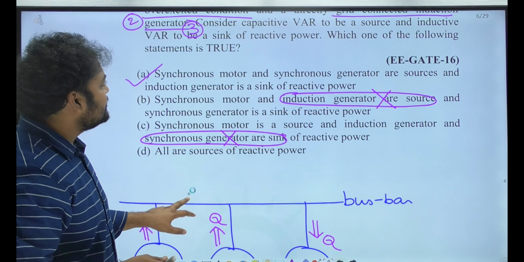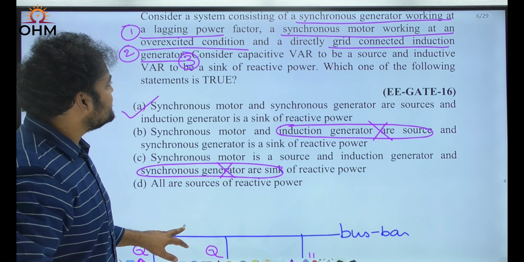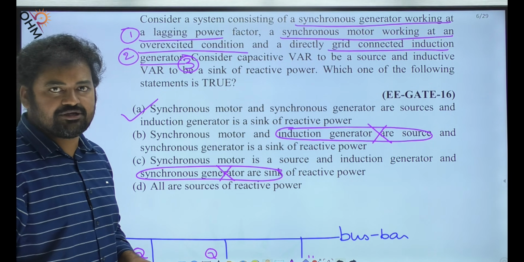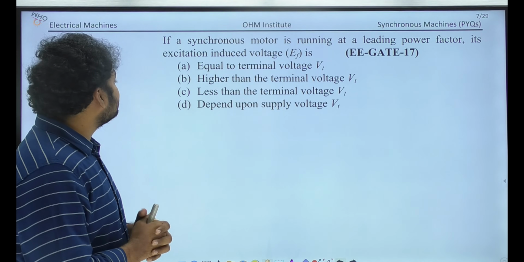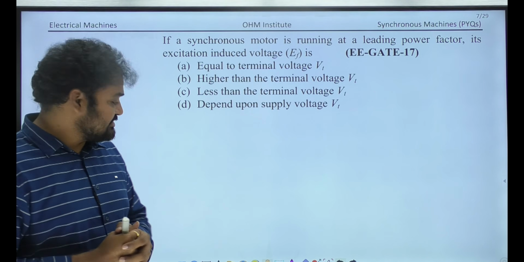Option A. This question was given in GATE 2016 and it is a 1 mark question. Easy question. All right. So let's try to answer one more question. This is the GATE 2017 exam paper.